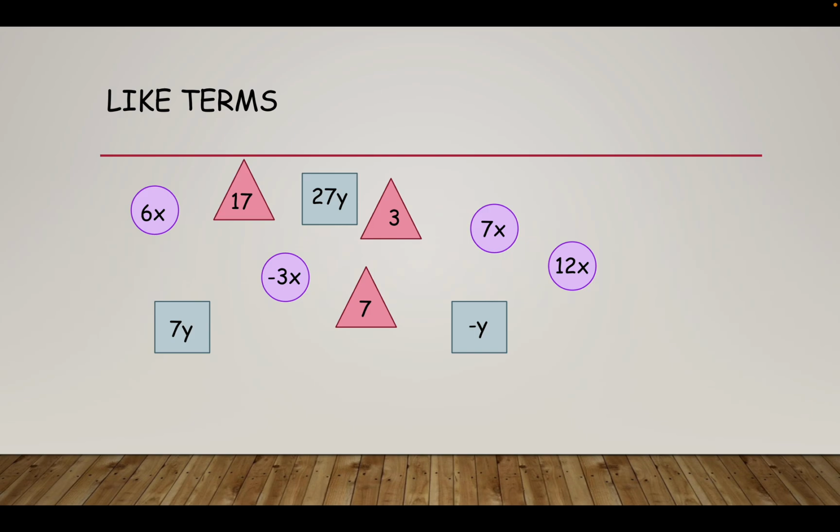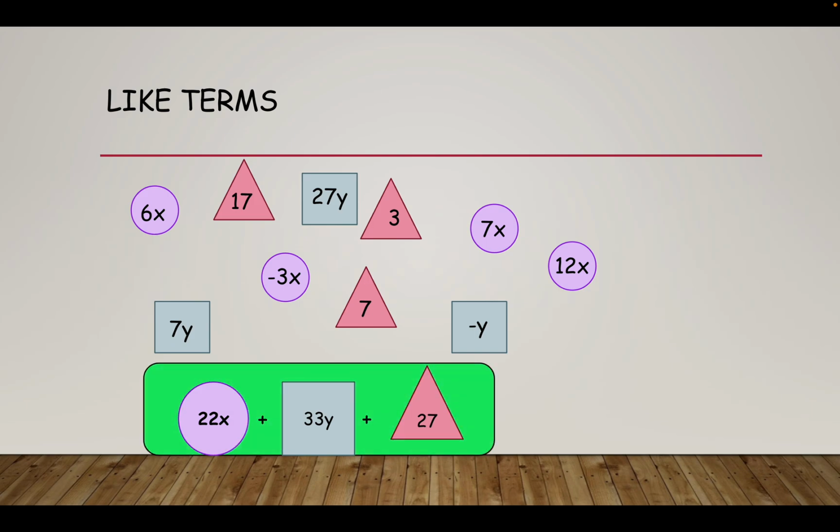Now, when we say we want to combine like terms, it just means we get to take all the coefficients, these numbers, and we combine them. So if we combine 6 minus 3, that'd be 3. Add it to 7, that's 10, plus 12, we get 22x. We can combine our y's, and that would be 33y. And if we added up all of their triangles, that would add up to 27. So if we had this all written in a row, our final expression would be 22x plus 33y plus 27.